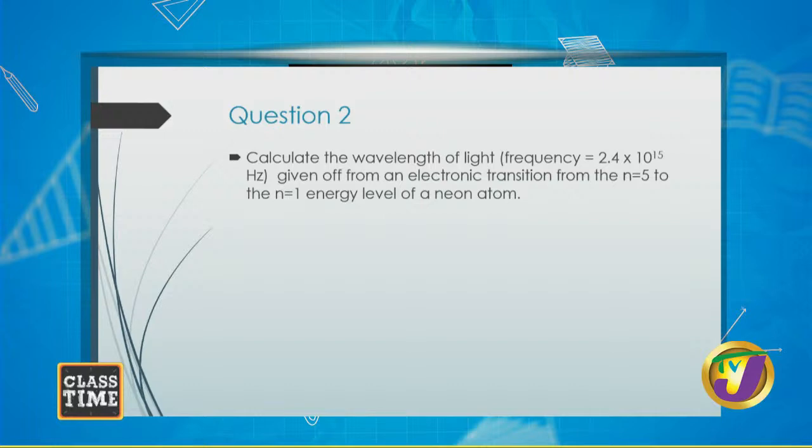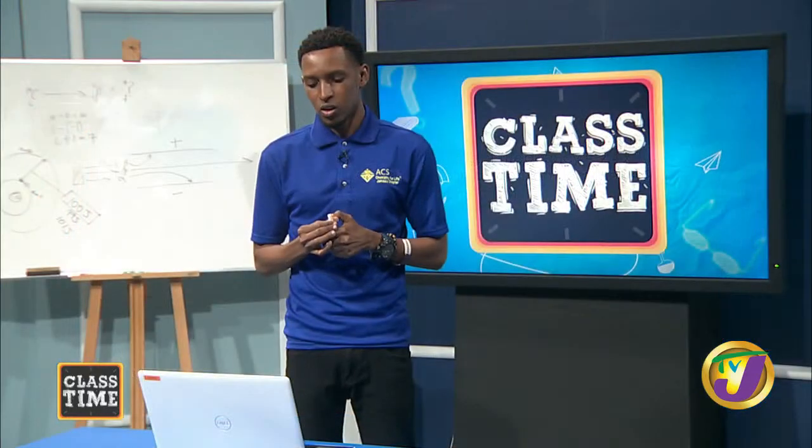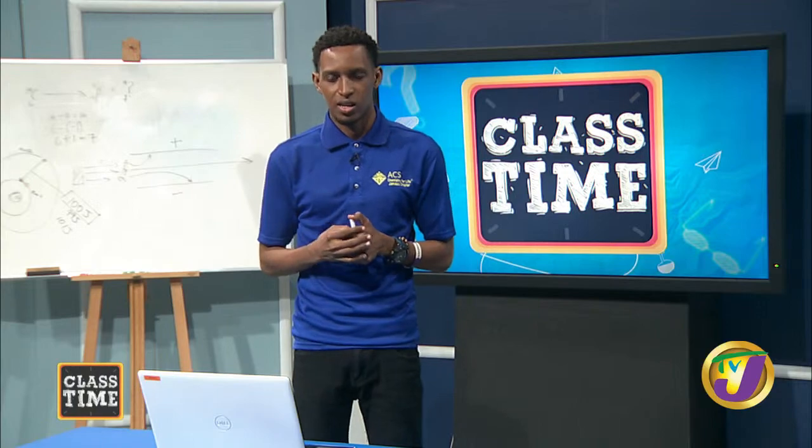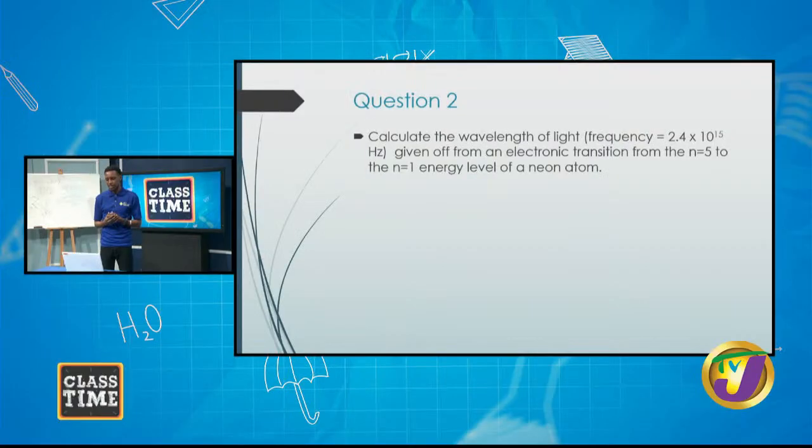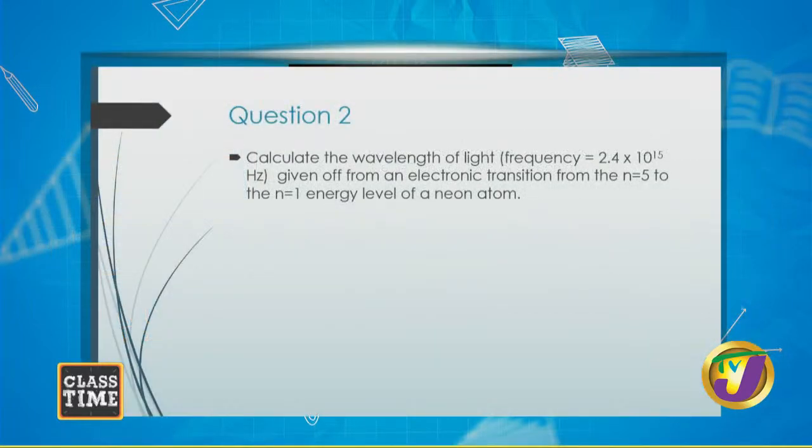All right, let's attempt another question. Question 2. It says, calculate the wavelength of light which has a frequency of 2.4 times 10 to the 15 hertz. Now hertz is the same as per second, given off from an electronic transition from the n equals 5 energy level to the n equals 1. So that's a big jump.